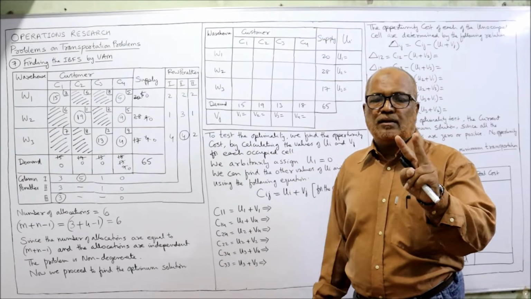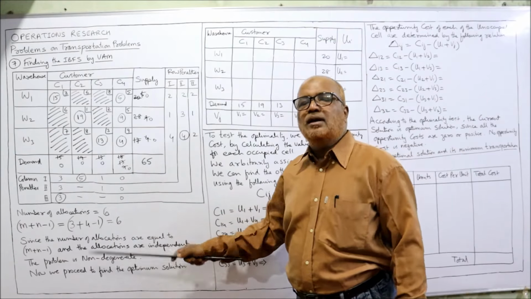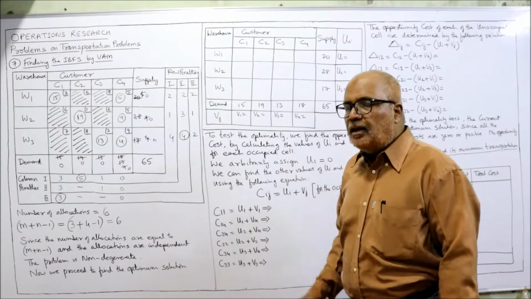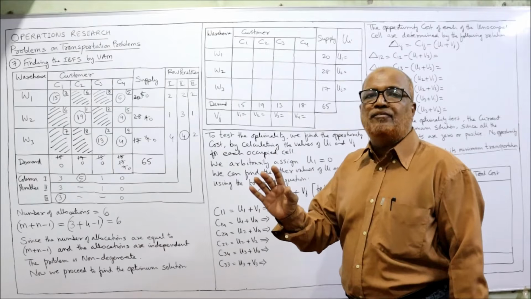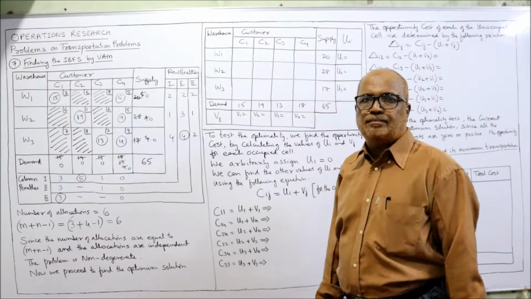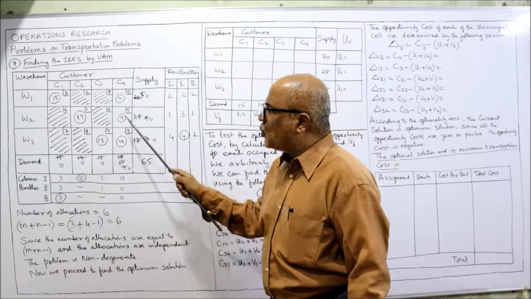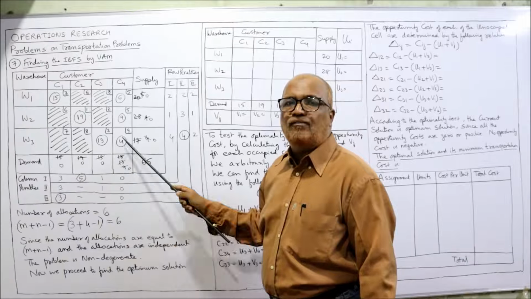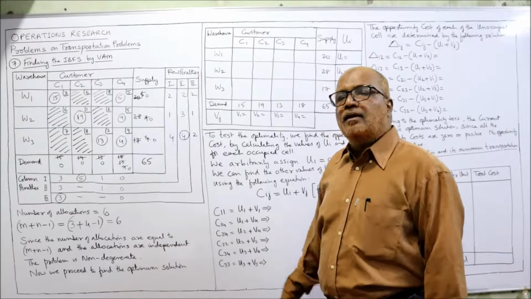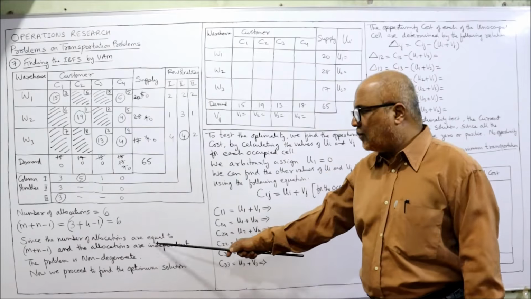So two conditions are there. The first condition, number of allocations must be equal to M plus N minus 1. And second condition, all the allocations are independent. Independent means no loop should be formed in a pair of cells. So here every cell is independent. There is no square or there is no rectangle formed at 4 corners. That means all the cells are independent. The problem is non-degenerate, and we can proceed to apply for optimality test.